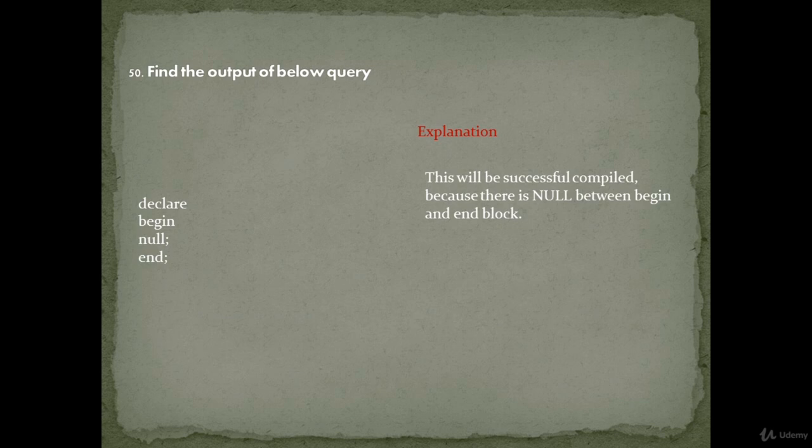Question number 50. Find the output of below query. Declare, begin, null, end. This is the execution block of PL/SQL, and in that execution block we just write null. Now we have to check what will be the output. If you see on the right hand side, this query will compile successfully because there is null between begin and end. Clear? If you run this piece of code in the PL/SQL compiler, it will run successfully because at least there is some value between begin and end. The value is null.